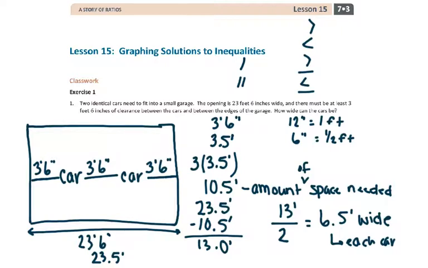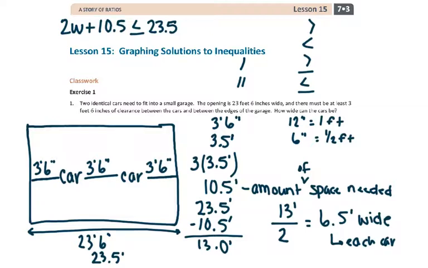So I'm going to start writing up here. They told us that we have 2 cars and we're trying to figure out how wide they are. So I have 2 widths that I'm trying to determine. And I already determined that the amount of space that's needed in my garage is 10.5 feet. So I'm going to say the width of 2 cars plus 10.5 feet is the amount of space that should be less than or equal to the total amount of space in my garage, which is 23.5 feet. So this now is us using inequalities to solve this problem in a different way, okay?